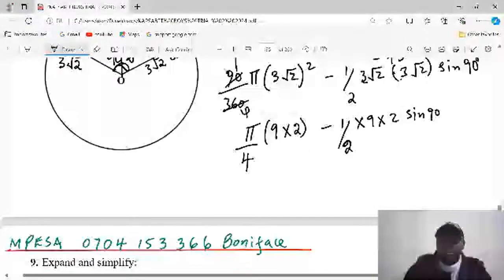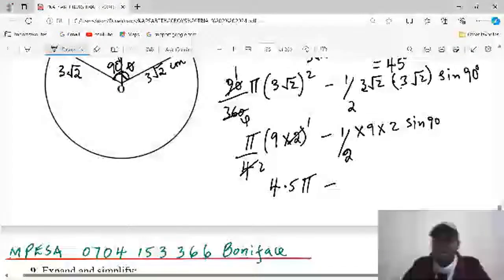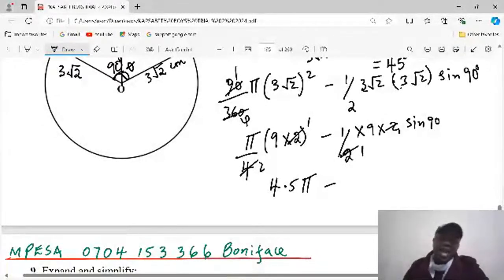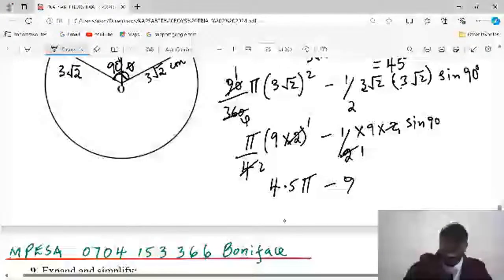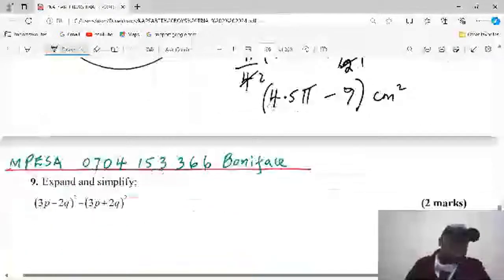So now we can finish up by saying we have 4.5 pi minus 1 by 2 times 9 times sine 90. So 9 times sine 90, that will be 9 times 1, which leaves it as 9. And now these are square centimeters. So that is the area of the shaded region.